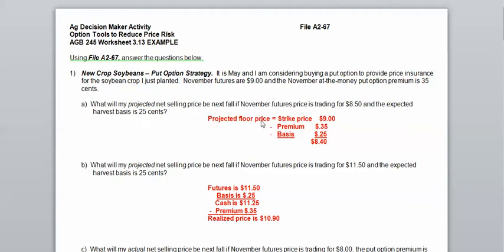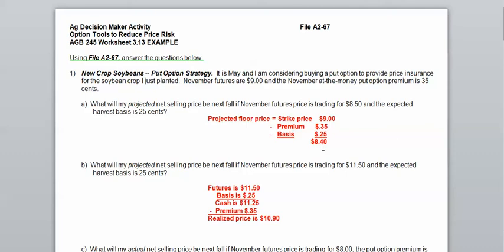Well, the projected floor price is figured as such. We take the strike price, which is $9, minus the premium or the cost of the option, minus the expected basis. So $9 minus the premium of 35 cents minus the basis of 25 cents gives us a projected minimum price of 8.40. Okay, let's take a look at B. So, back to A, the lowest we're going to get is 8.40 a bushel if price comes down.